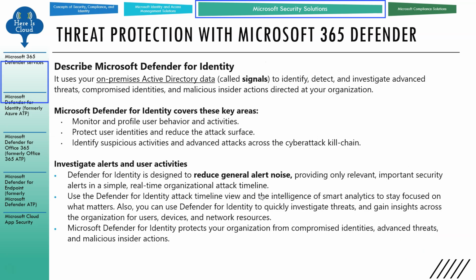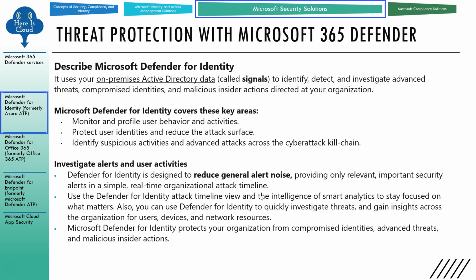Let's get started. First one is Microsoft Defender for Identity. It uses your on-premises Active Directory data called signals to identify, detect, and investigate advanced threats, compromised identities, and malicious insider actions directed at your organization. It covers these areas: monitor and profile user behavior and activities, protect user identities and reduce the attack surface, identify suspicious activities and advanced attacks across the cyber attack kill chain.